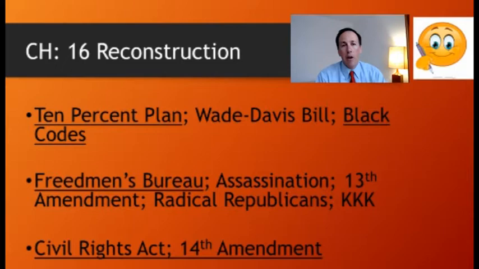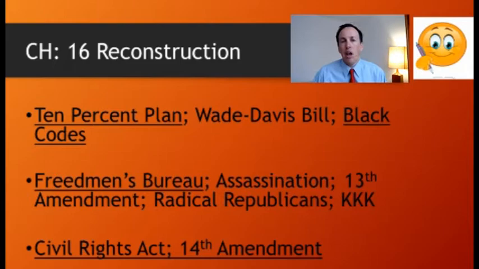Now, the other plan is called the Wade Davis bill, and we will talk about which one is a better deal for the South, and that has to do with the lens of what's the South now? Are they our brothers that we were fighting with, but now we want to welcome them back into the family? Or are they our opponents whom we vanquished, and to the victors go the spoils, and now it's time to go to the South and take everything they have left? Which lens are we going to view this from?